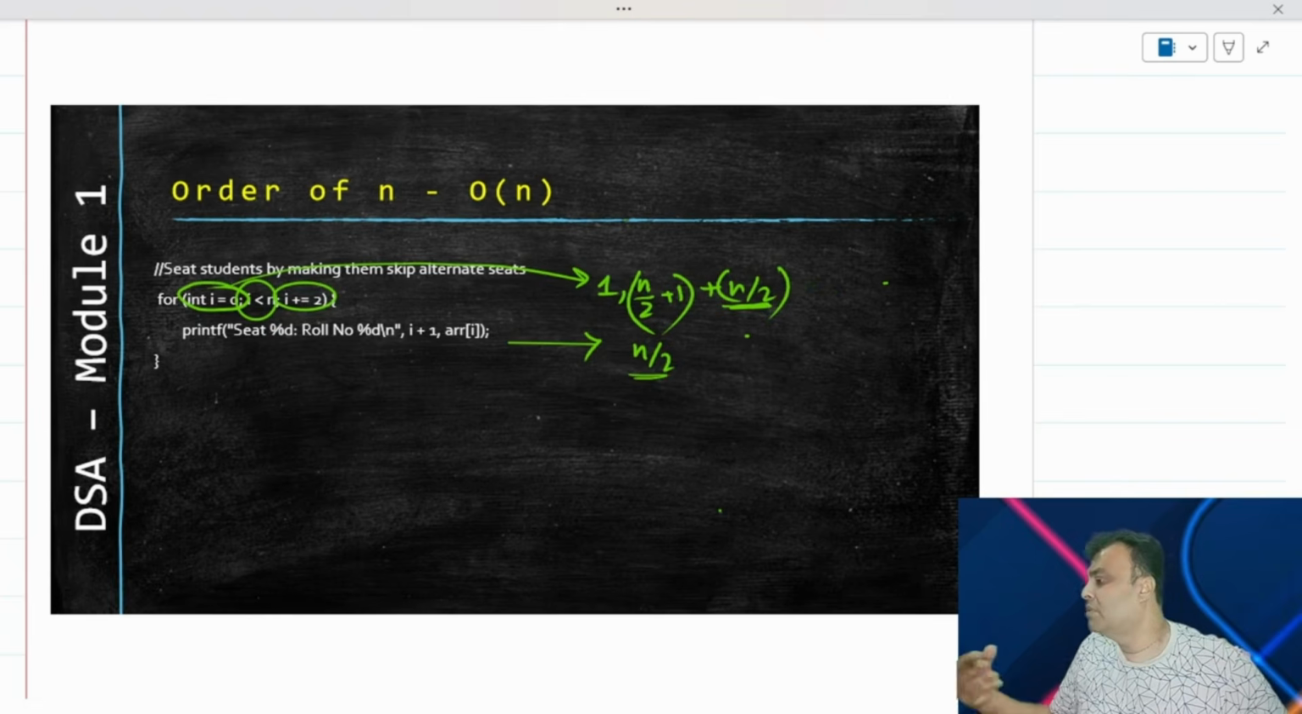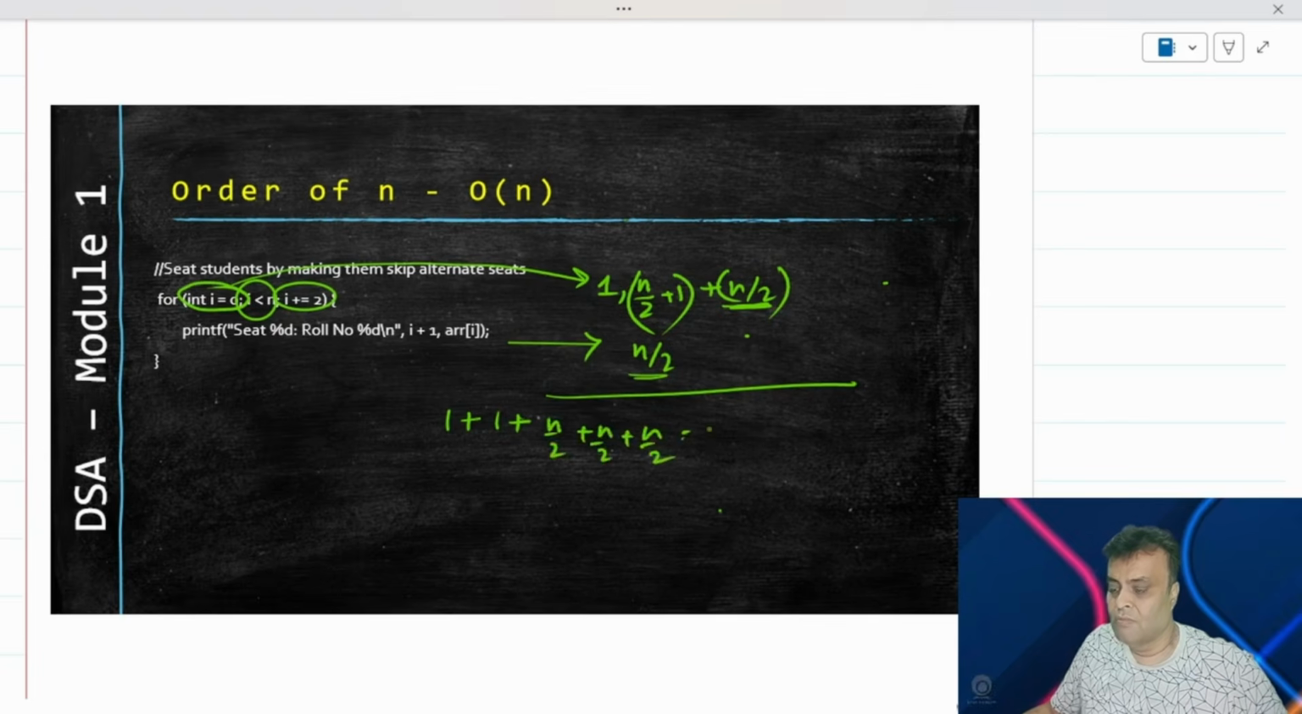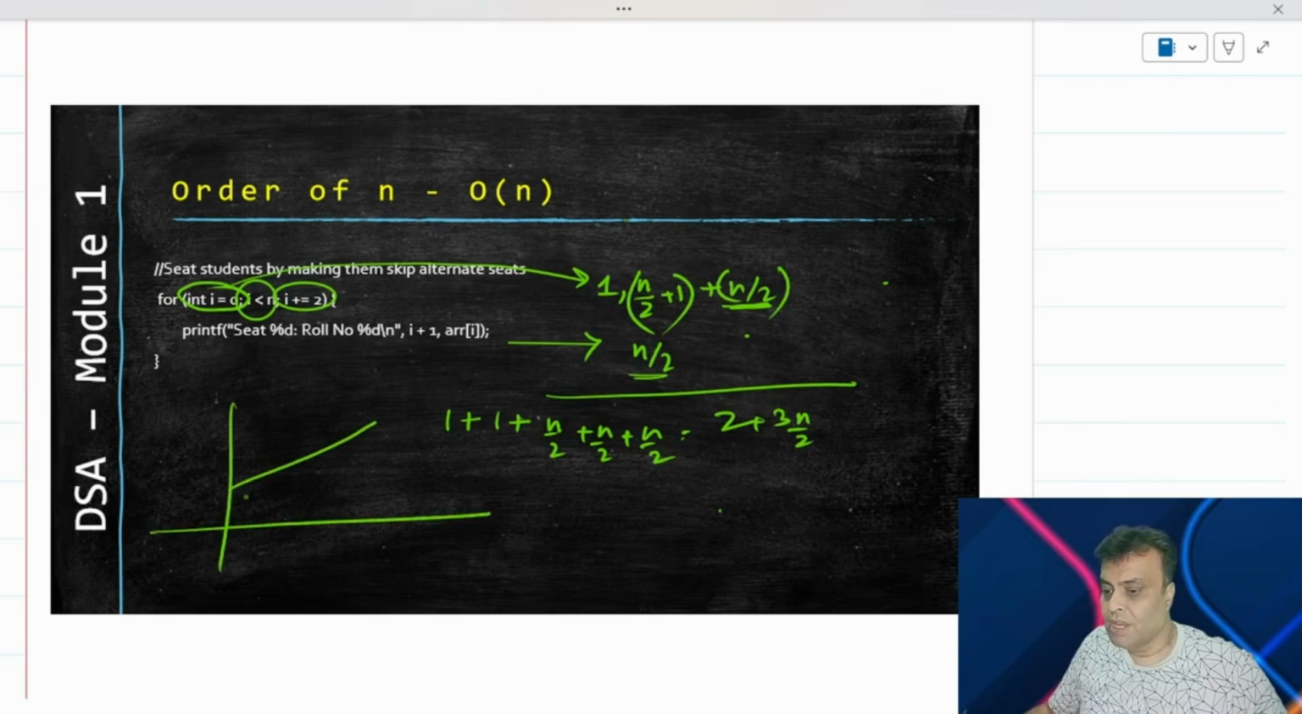Each time means some amount of milliseconds. So we'll need that amount of time. So what is the total amount of time we need? Let us put it as the equation 1 plus 1 plus n by 2 plus n by 2 plus n by 2. So this becomes 2 plus 3n by 2. Can I say this is an intercept of 2 and a slope of 3 by 2? Right? Can I say this is my time complexity?